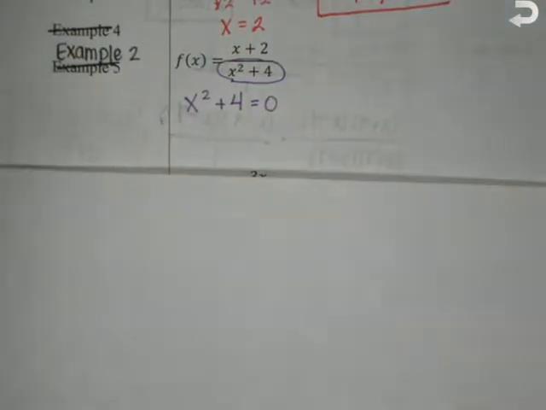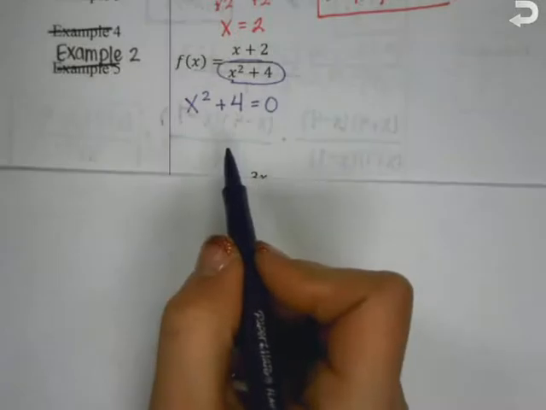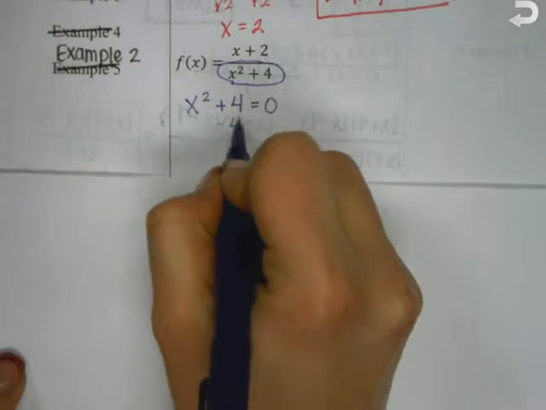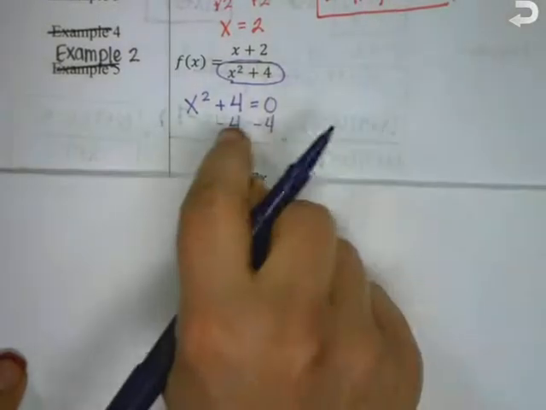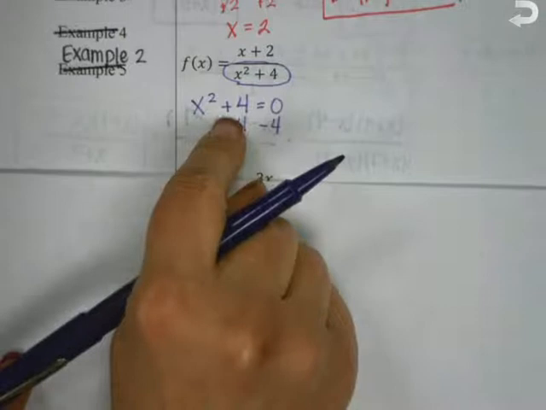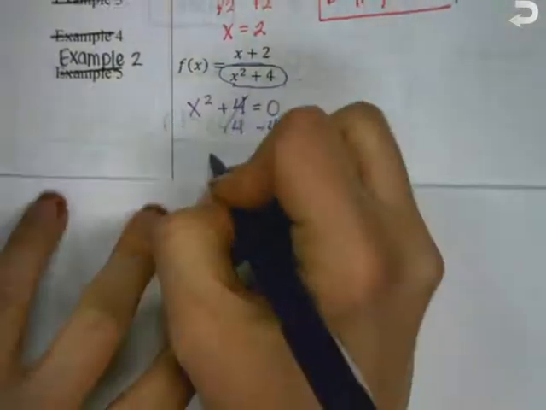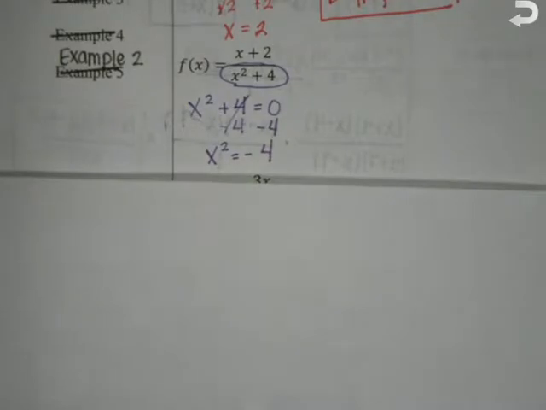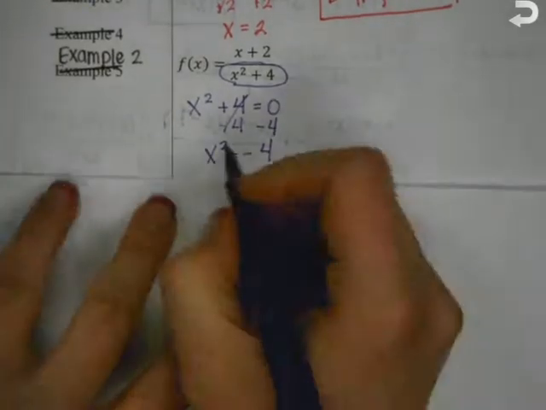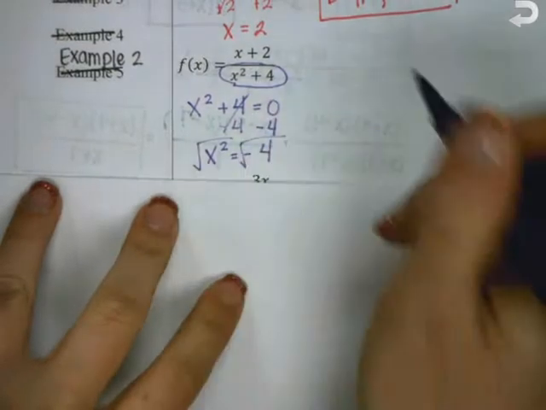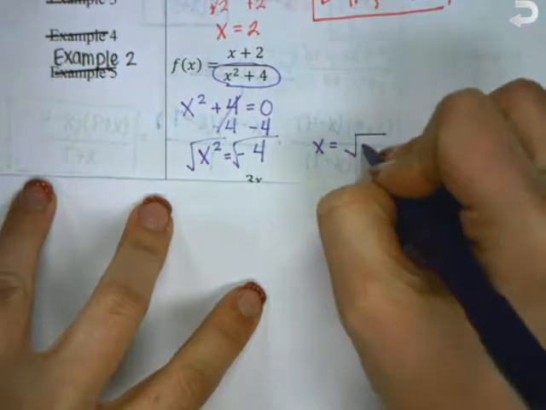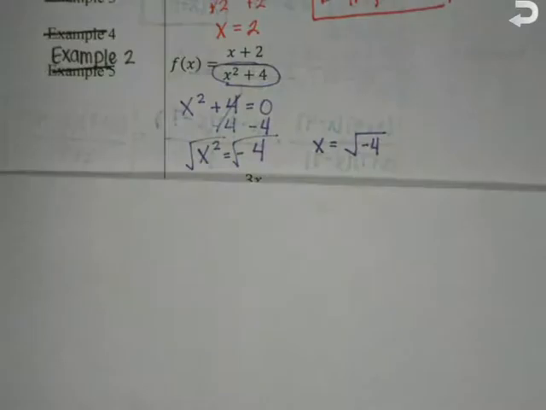Okay, and then how do I solve for this? We subtract 4 from both sides first. This is not a difference of 2 squares because there's a plus in there. So we get x squared equals negative 4. Now what? We take the square root of both sides. So we are looking for x equals square root of negative 4. Is that possible? If we're not working with imaginary numbers, it is not possible.